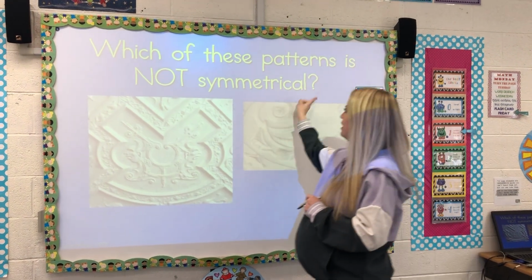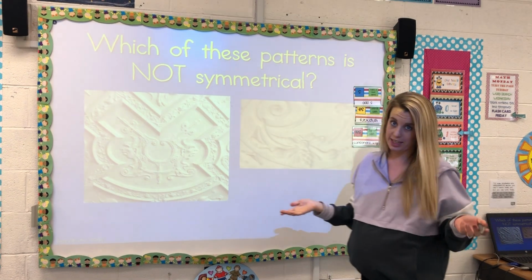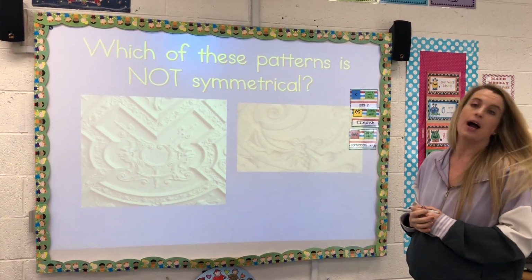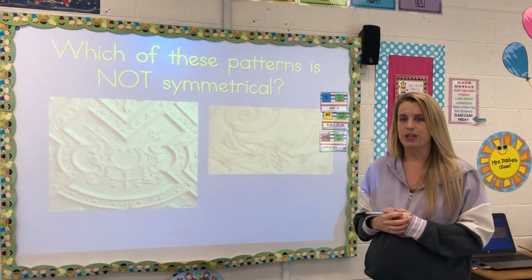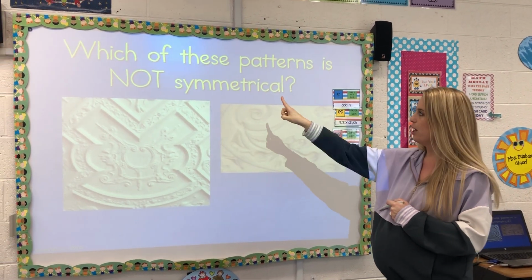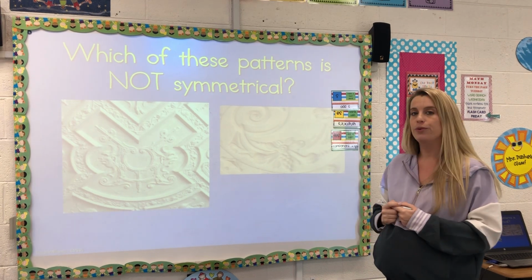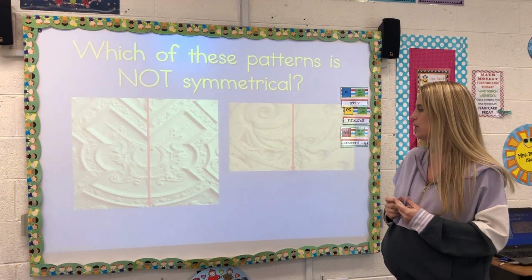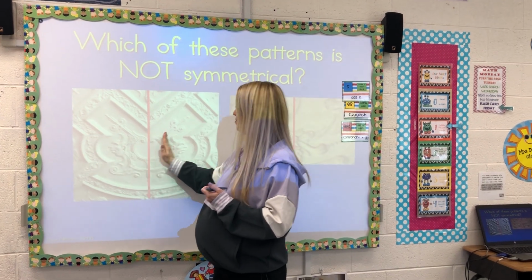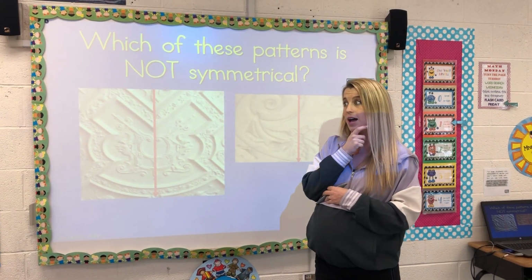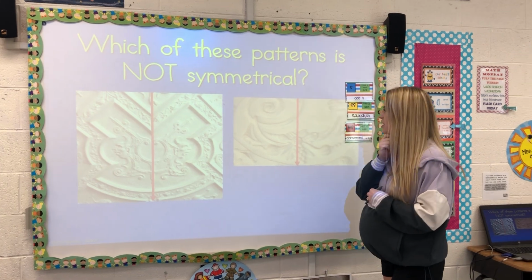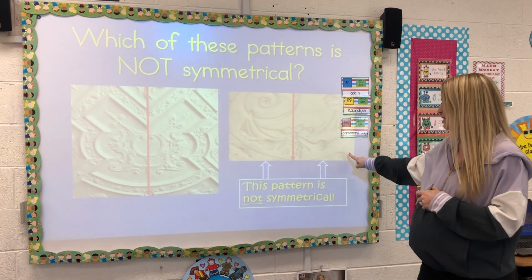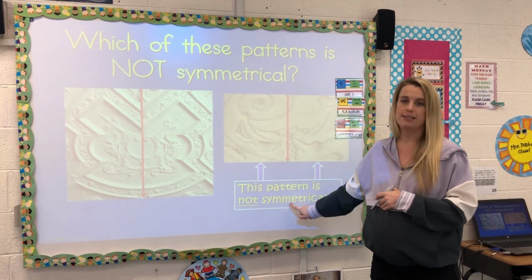Now it's saying which one is not symmetrical. So they're trying to trick you. Don't let them. So you need to figure out which one would have a line of symmetry, but then choose the other one because they want to know which one is not symmetrical. So we can look at this. Those look a lot alike. These look different. So this is the pattern that is not symmetrical.